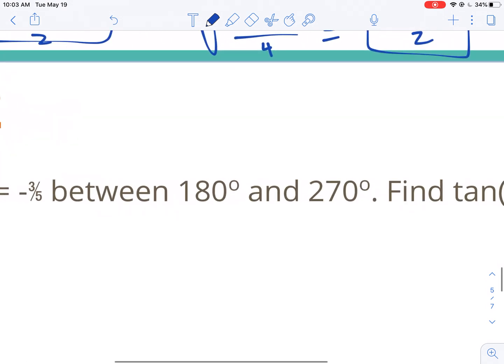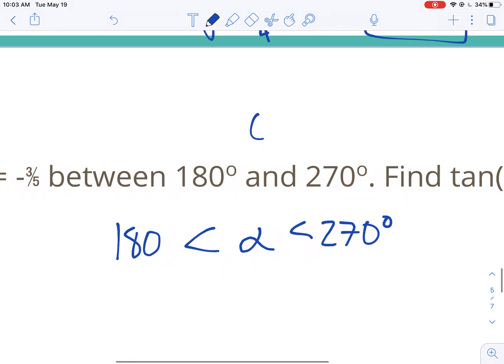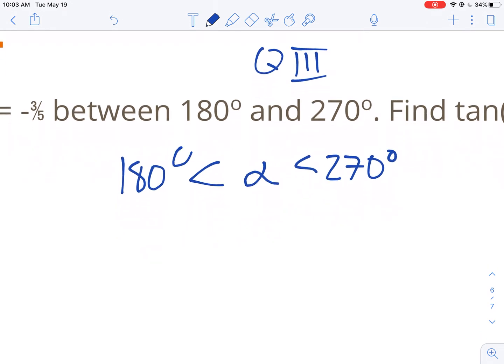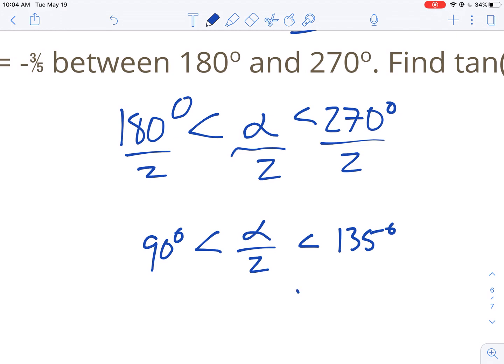This is where it gets a little bit difficult, because what I have to consider is that if alpha is falling between 180 degrees and 270 degrees, this is a quadrant 3 angle, which means that we actually have to look at the fact that if you divide this by 2, that means that alpha over 2 is falling between 90 degrees and 135 degrees. So this is an even smaller window than a full quadrant, but what we do know is that this has to be quadrant 2.